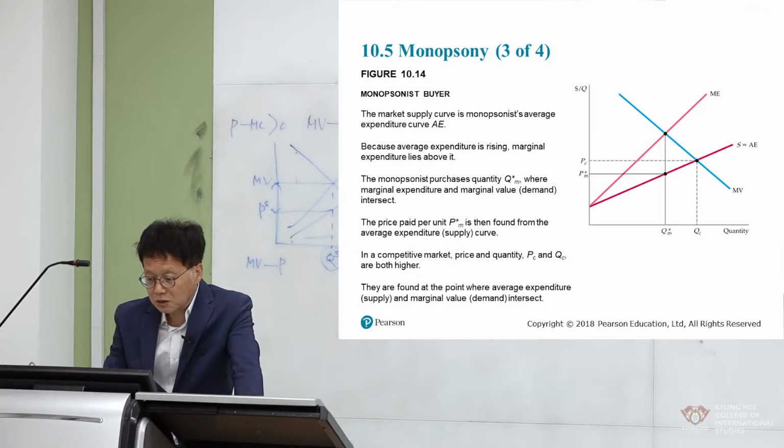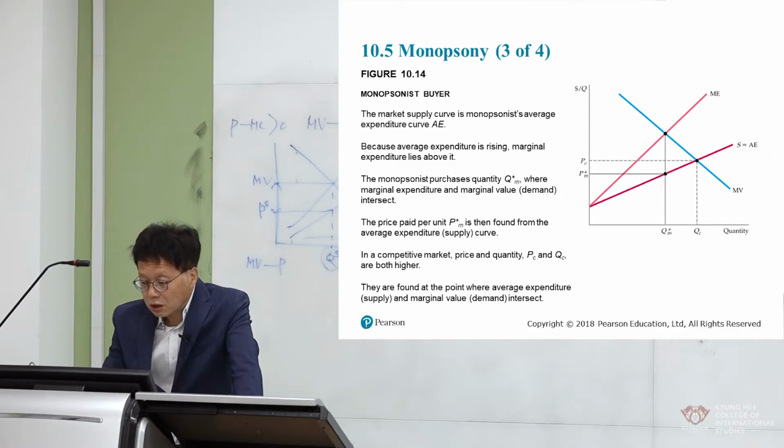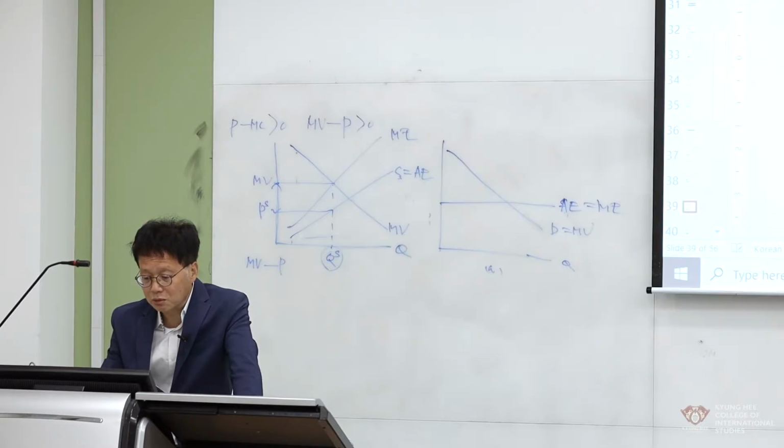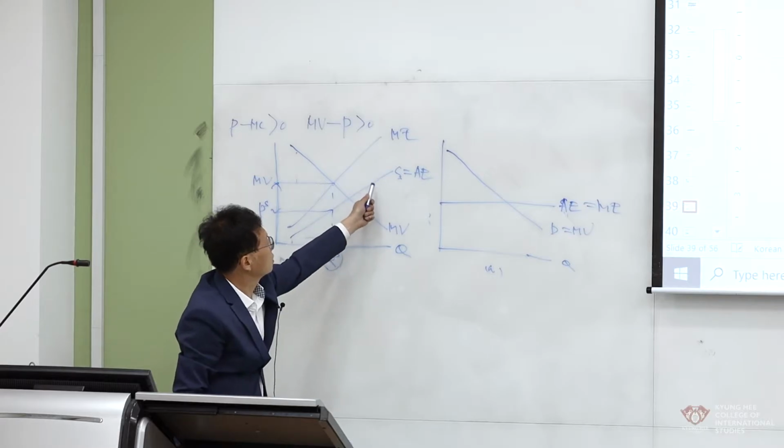Because average expenditure is rising, marginal expenditure rises above it. The monopsony purchases quantity QS in my notation, where marginal expenditure and marginal value intersect. The price paid per unit, PS in my notation, here P star, PM star, is then found from the average expenditure curve. The price is decided by this one, okay?